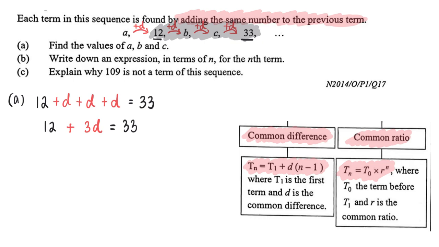So from here, I would then be able to get 3D is equals to 33, going to minus 12 on both sides. And that will give me 21. So finally, I now know my answer. D is equals to 21 divided by 3, 7.